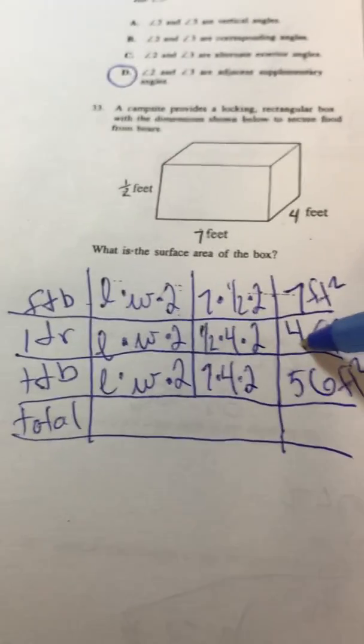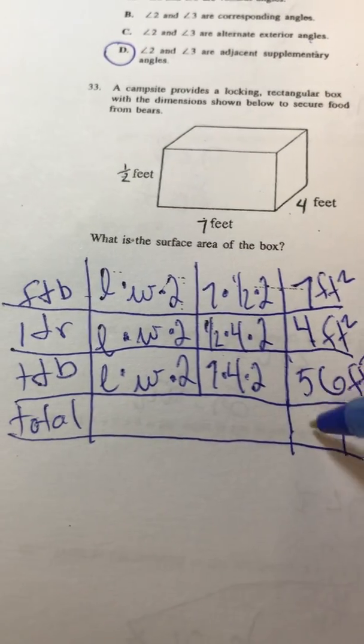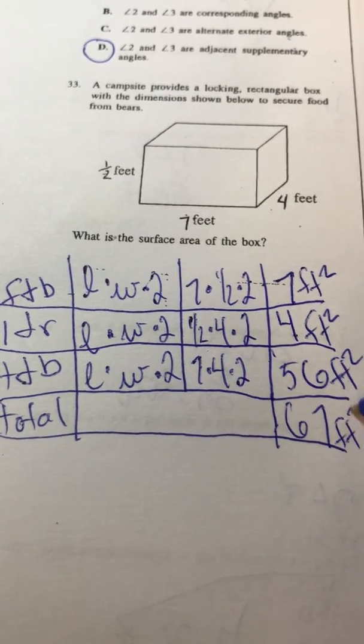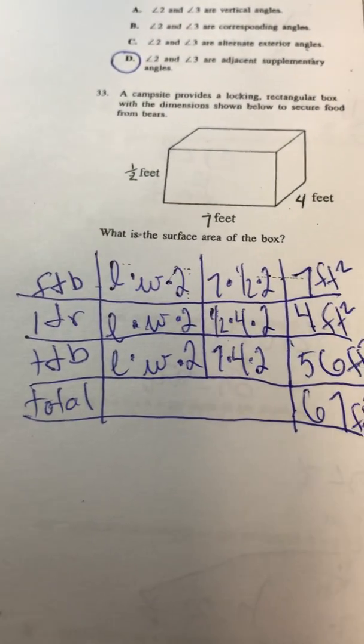6 plus 4 is 10. 10 plus 7 is 17. I carry my 1. 5 plus 1 is 6. So my final answer here is 67 square feet. Questions about 33?